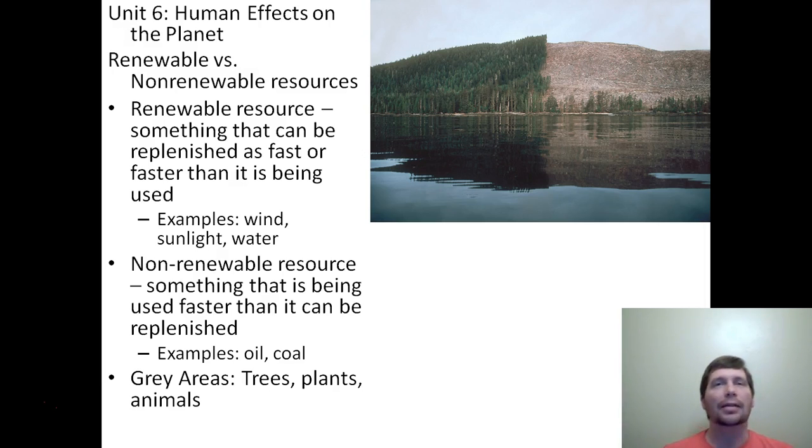Things like plants and animals and trees, these are things that could go either way. They could be renewable or non-renewable based on how fast we are using them.